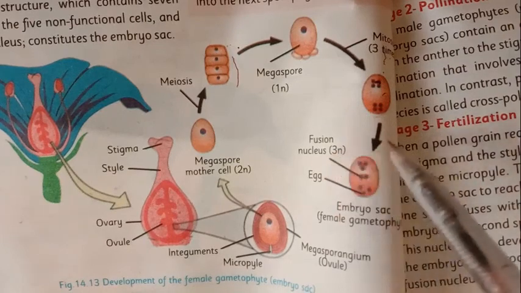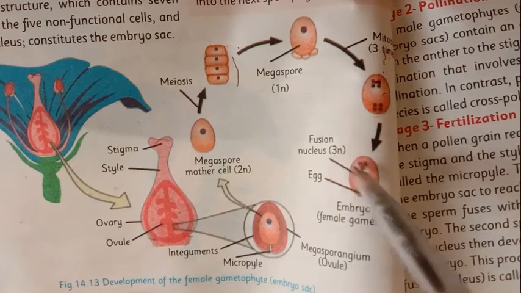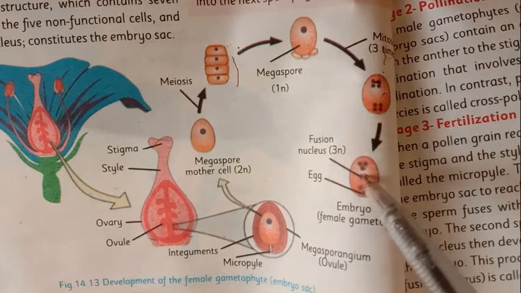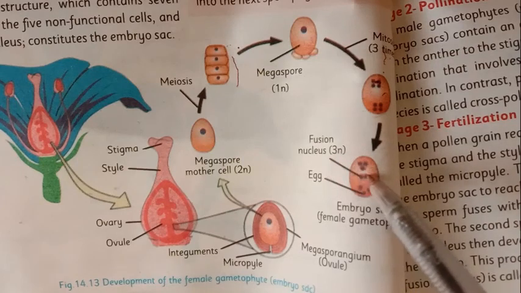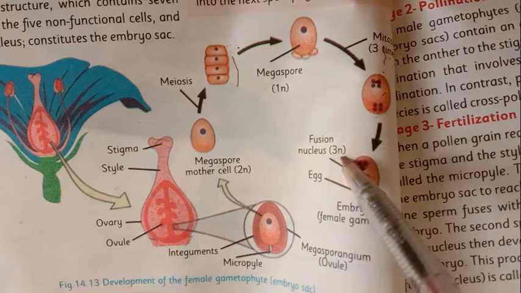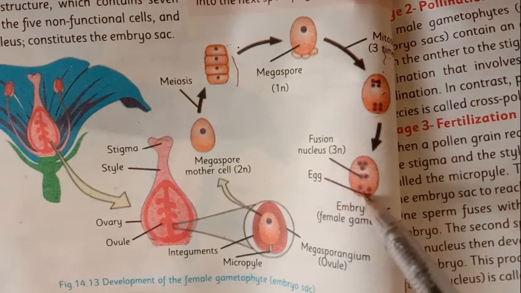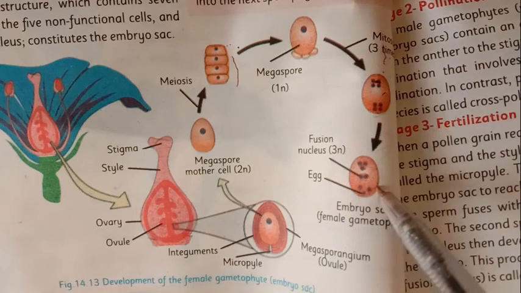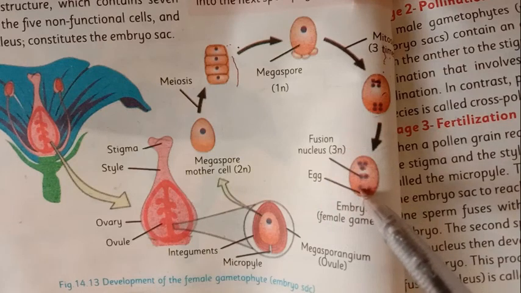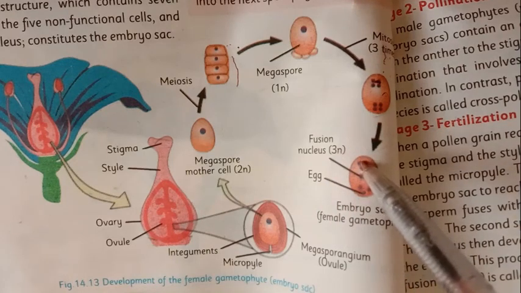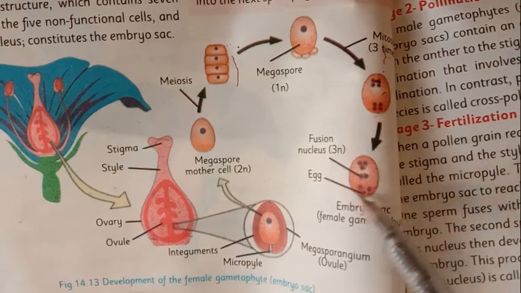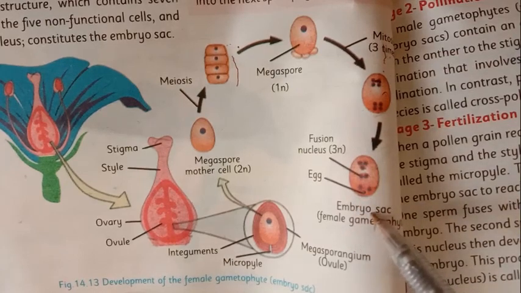The central structure with 2 nuclei is called the fusion nuclei, and another is the egg, and the remaining are the synergid cells, and these are the antipodal cells, and the upper 2 are the synergid cells. This whole structure is called the embryo sac or female gametophyte.